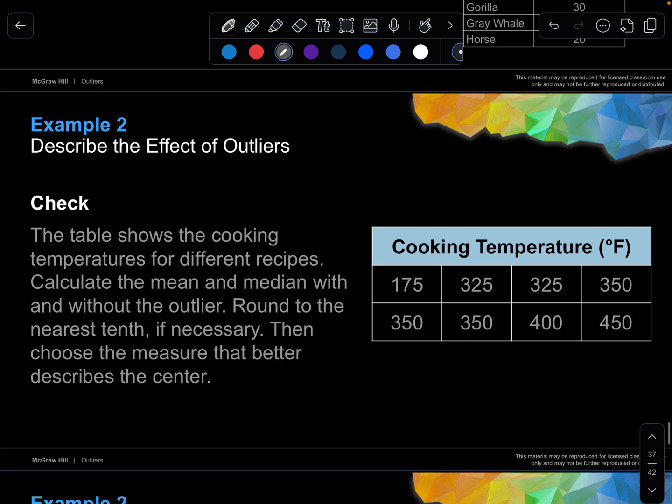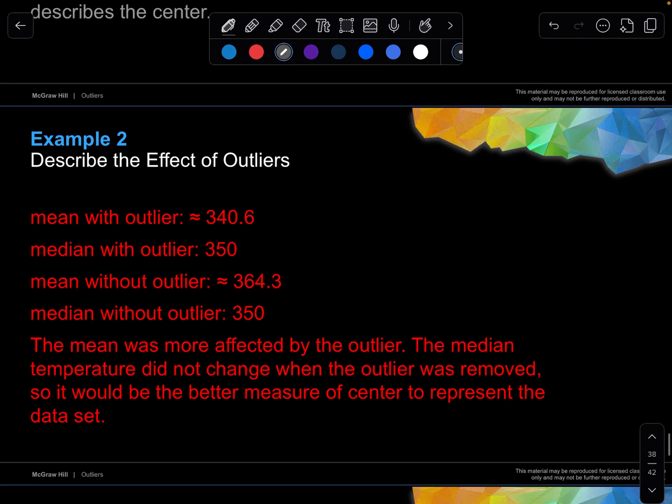All right, I want you to pause this video right here and do this check problem on your own, and we'll come back to the solution in a moment. There you go, the mean with the outlier, median with the outlier, mean and median without outlier. And in this case, you can see that the mean was more affected by the outlier, right? And the median did not change when the outlier was removed. So that would be a better measure of the center to represent our data set.